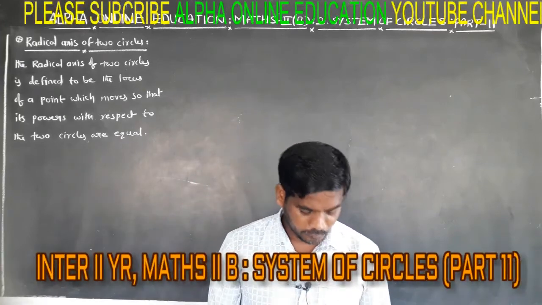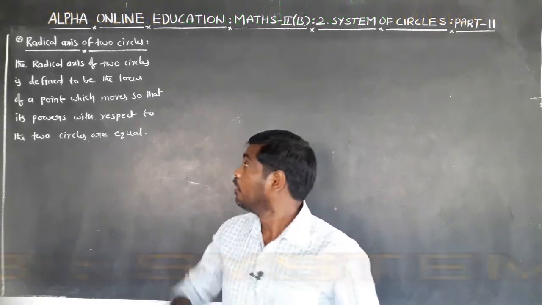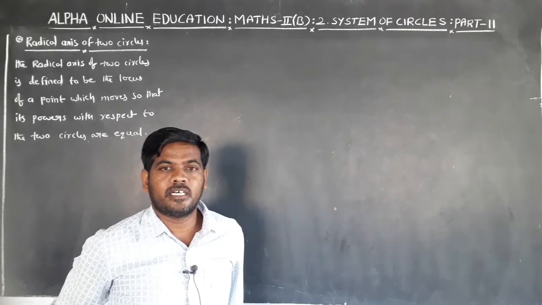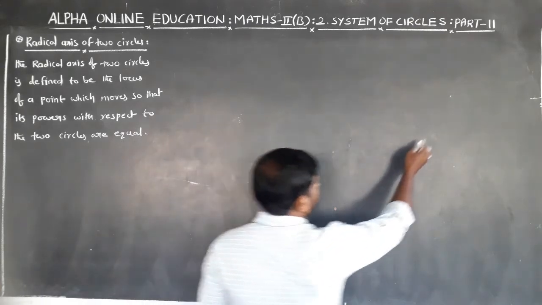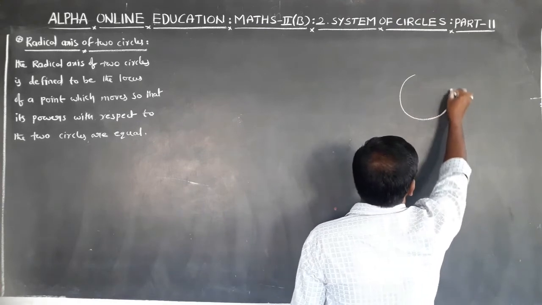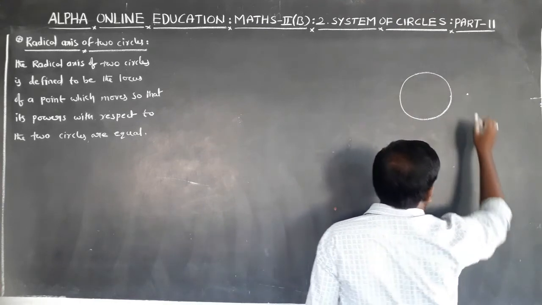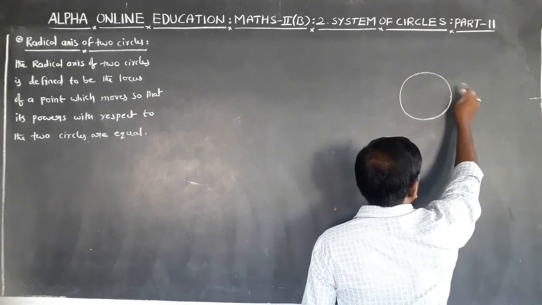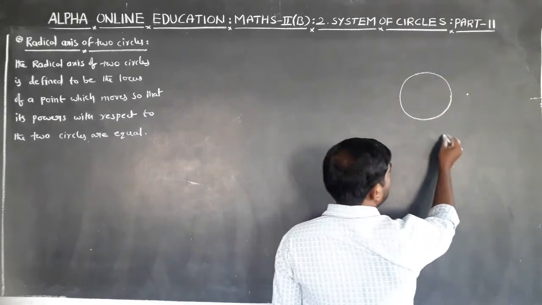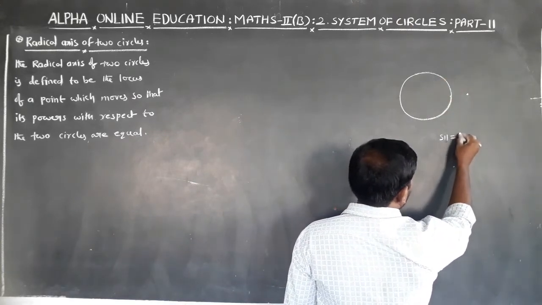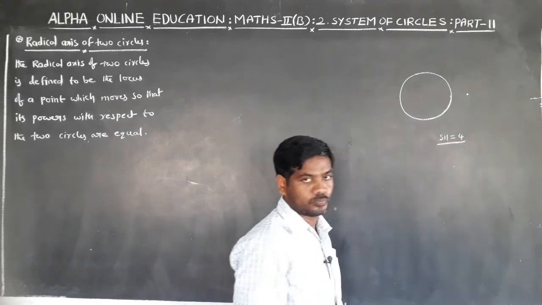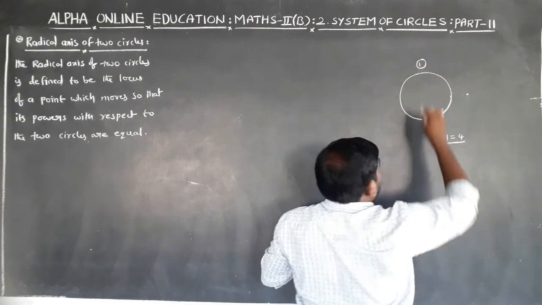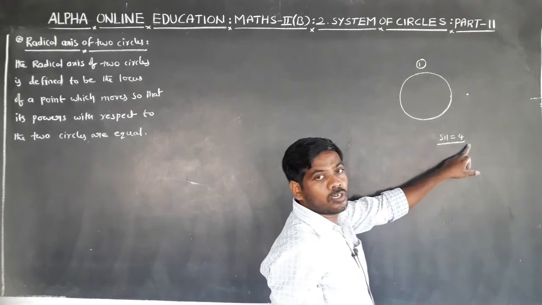One definition: radical axis of two circles. Radical axis of two circles means this is the first circle. Suppose this is any point. The power of a point with respect to the circle is S11. Suppose S11 is equal to 4. The power of a point with respect to the first circle S11 is equal to 4.